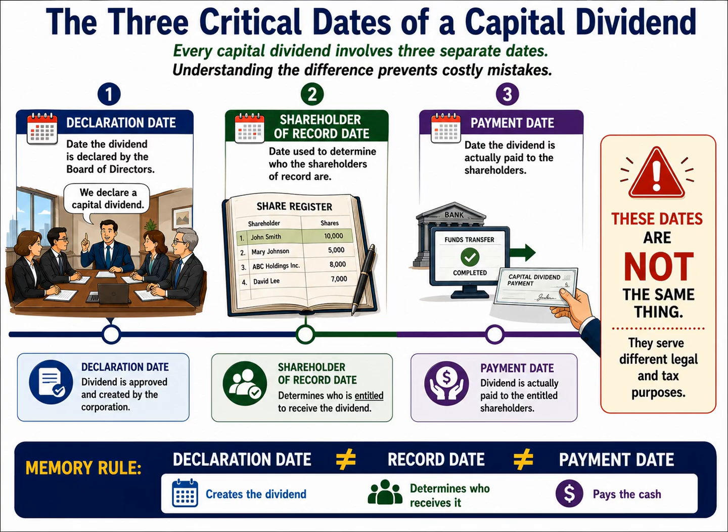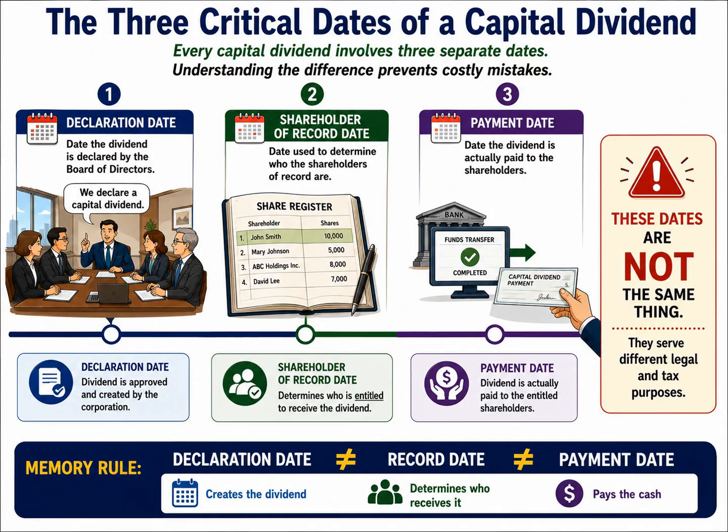Finally, we have the payment date. This is simply the date on which the money is actually distributed. The corporation transfers funds, issues checks, or makes electronic payments to the shareholders who are entitled to receive the dividend. Notice something important. The payment date is not necessarily the same as the date that determines entitlement. The payment date is simply when the cash changes hands.